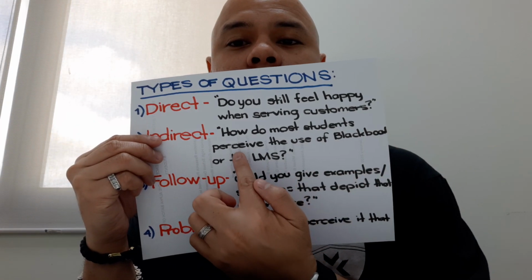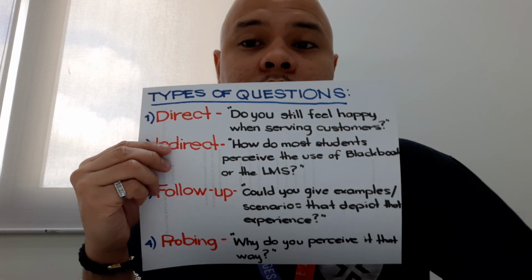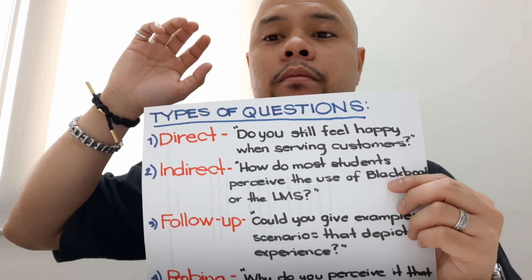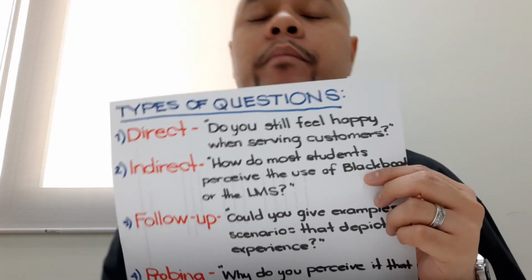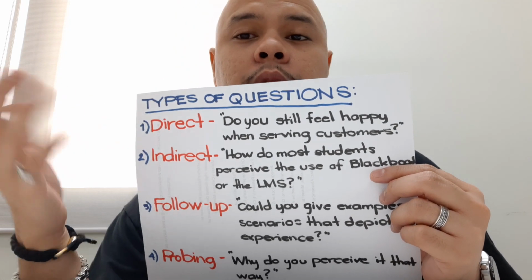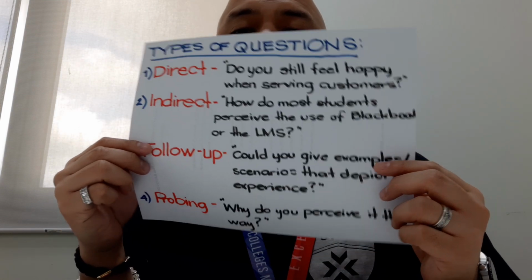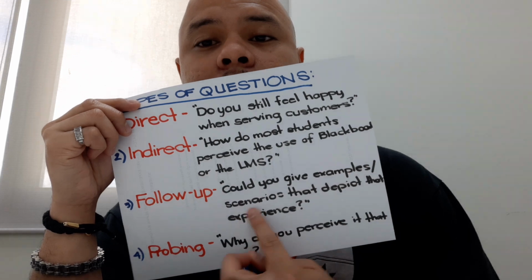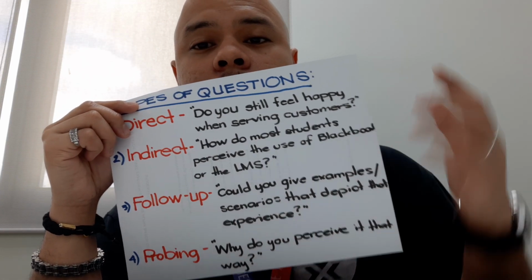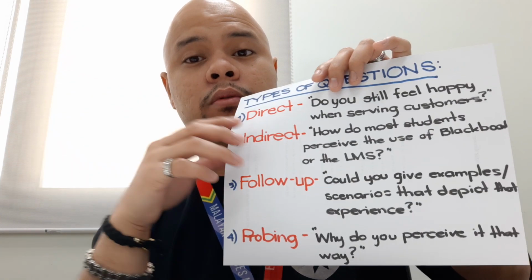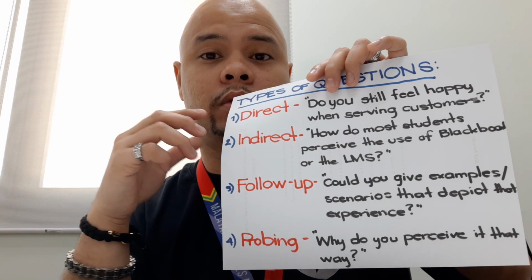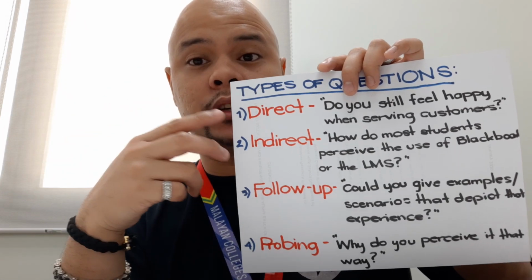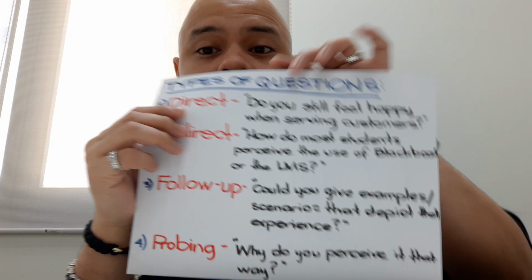As you can see, it simply deals with perception. There are a number of possibilities of perceptions that they may have about a particular phenomenon. Third, you have follow-up questions. Could you give examples or scenarios that pertain to your main problem? These are types of questions which follow the main questions. As you can see, they are simply follow-up questions.